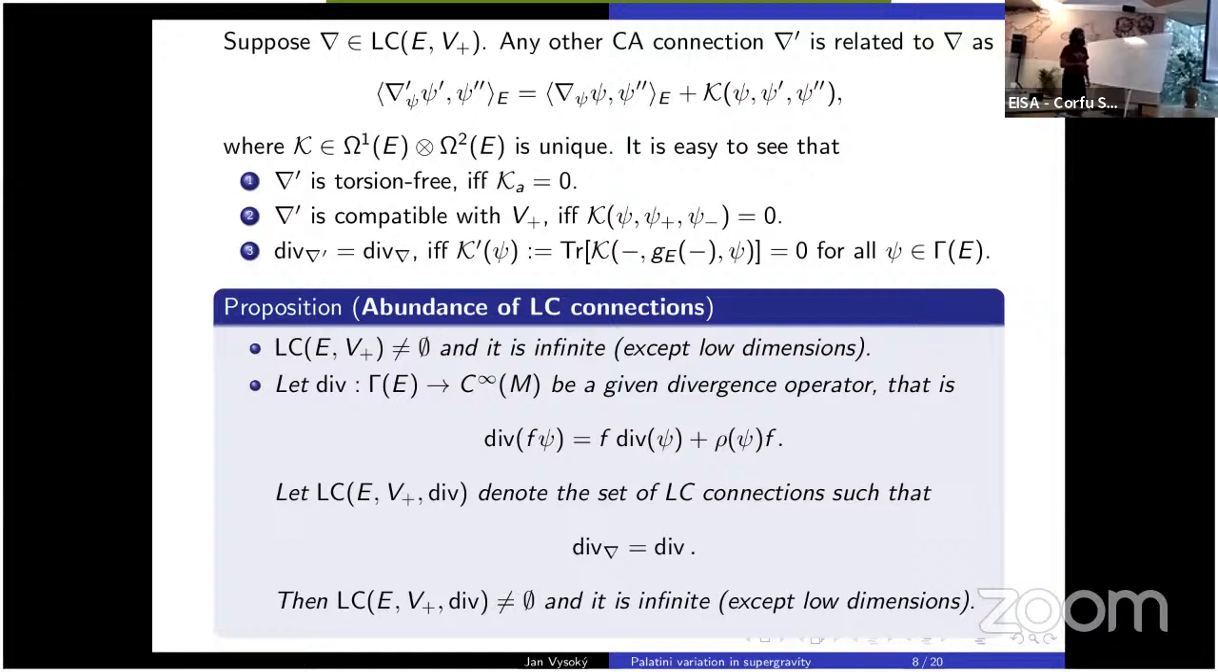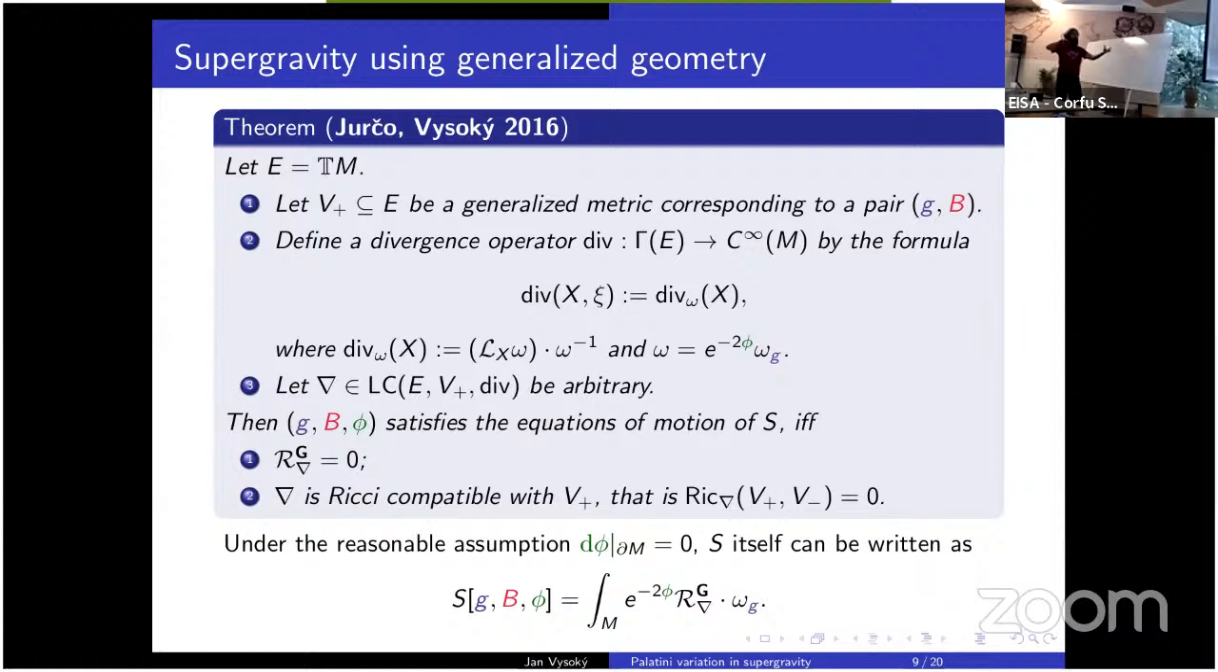And this is how we get back to our supergravity. This is the description of the supergravity action using generalized geometry. So you choose E to be this TM plus T star M. You choose V plus to be the generalized metric corresponding to this pair of G and B. And you define the divergence operator using this formula. So you simply use the divergence on your manifold corresponding to this volume form, which is just the multiple of the metric one by the dilaton. And you define the divergence in this way.